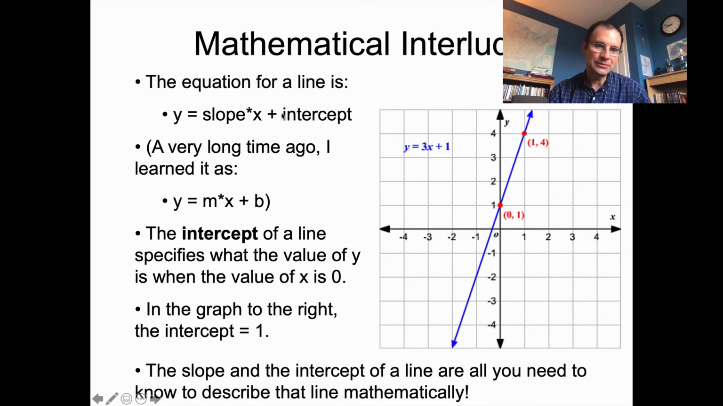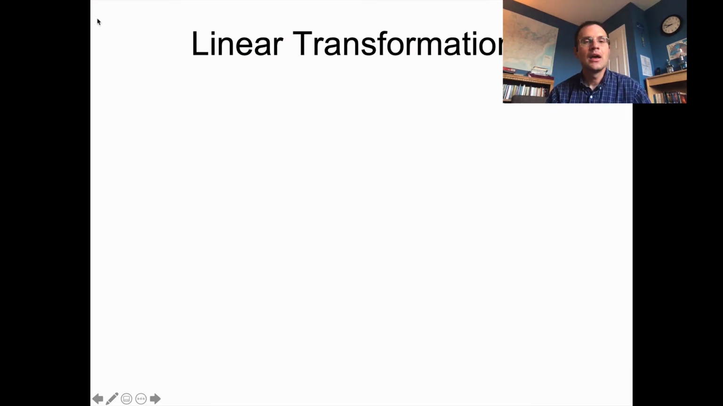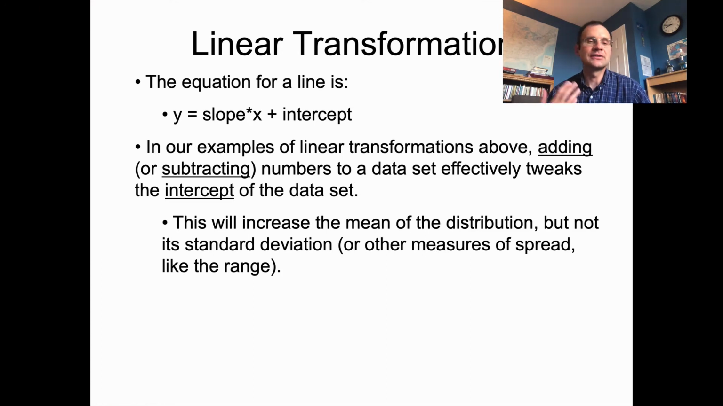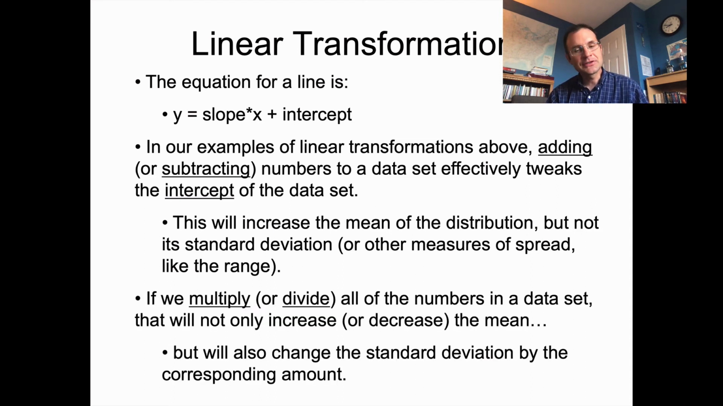So adding or potentially subtracting here is just giving you some intercept value for this linear equation. And we found out that what this does to the distribution itself is that it increases the mean of the distribution, but not its standard deviation or other measures of spread like the range, for instance. So the measures of spread are left alone by the addition procedure, but the multiplication, or division for that matter, will increase or decrease the mean correspondingly, and it will also change the standard deviation by the corresponding amount.